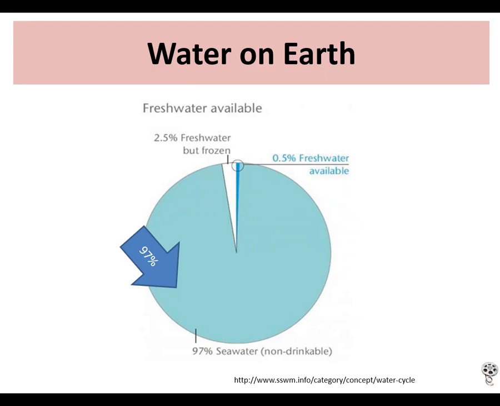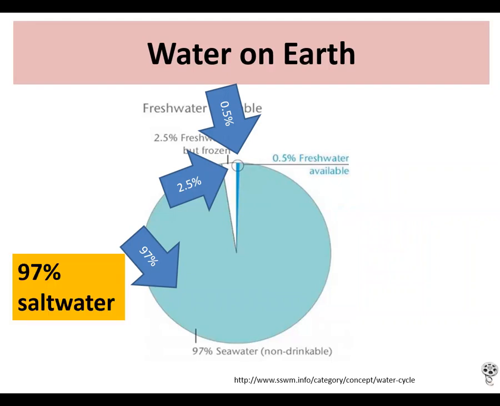What we really use is fresh water. But 97% of the water on Earth is salt water. So this leaves us 3% of fresh water. However, 2.5% of this remaining 3% is frozen as ice. So it is also unusable, leaving us only about 0.5% usable fresh water.